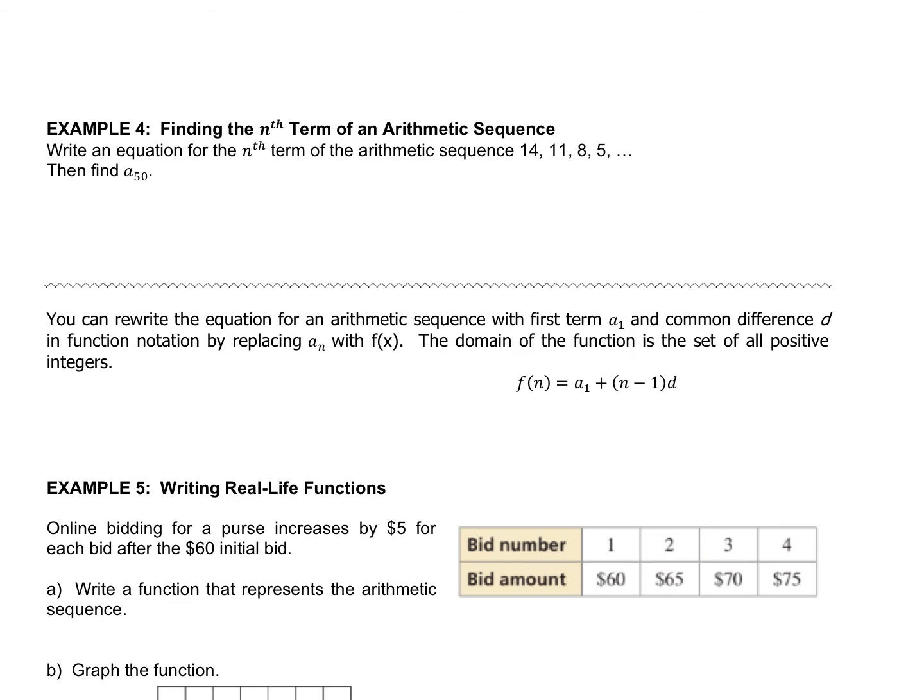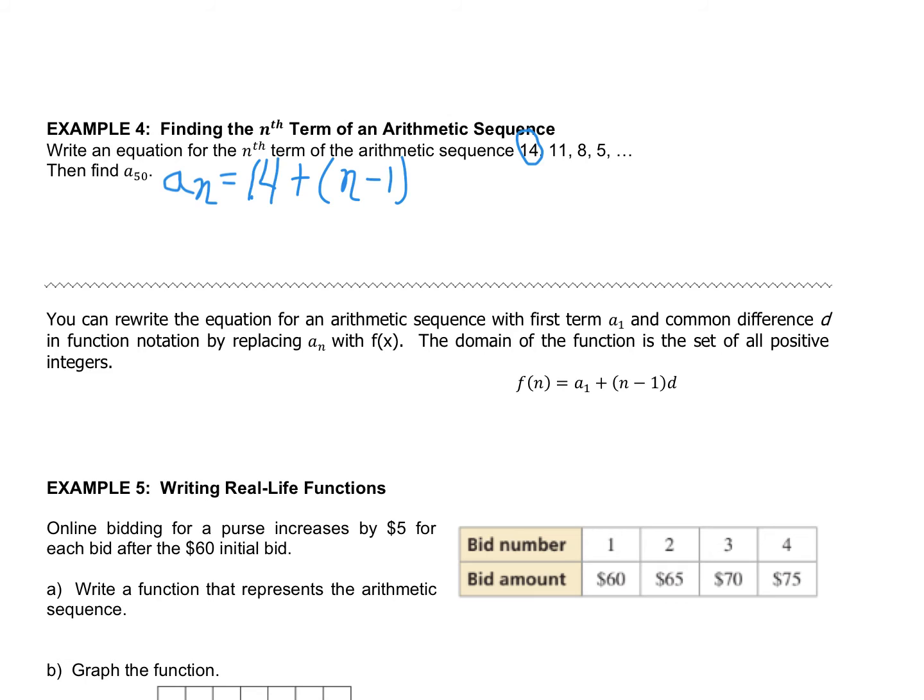We always want to think, what is the number we're adding here? We're really adding negative 3 over and over again. So our common difference is negative 3. What's going to happen here is we're going to see a sub n. Our first term in the sequence is this 14.